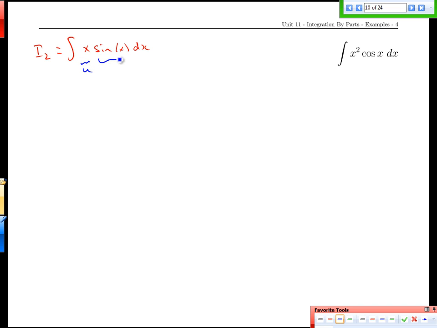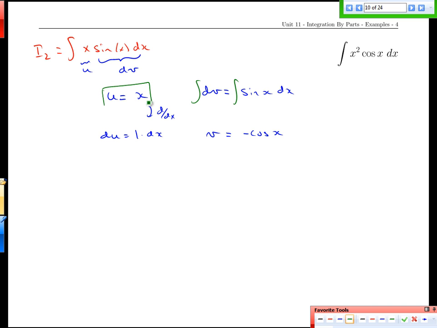Well, we can do the same thing we just did. Select our u and dv, and again, we'll pick u to be x, because if we differentiate it, it'll actually disappear, and that's exactly what we want this time around. And our dv will be sine x dx. We integrate both sides here, we differentiate here, we'll get du is equal to 1 dx, and here we get v is, what do we differentiate to get sine? We differentiate negative cos. Those are the 3 ingredients we need, and we need them in this triangular form.